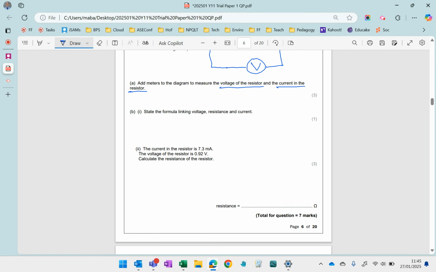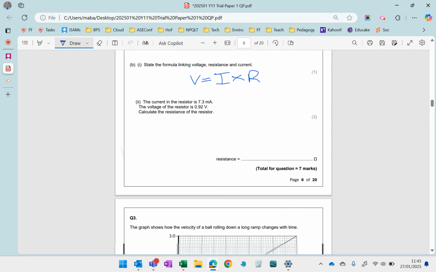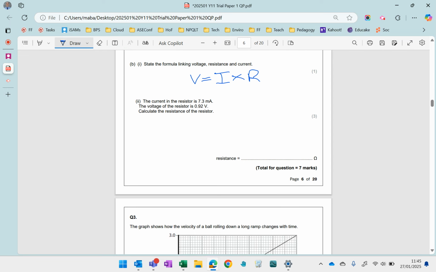Let's take the formula linking voltage, resistance and current. You should have been able to look that up in the formula sheet. So V equals I times R, or even better, know it, and then just confirm using the formula sheet that you've remembered it correctly. Then it's asking us to calculate the resistance of the resistor. You can either rearrange first and then substitute, or substitute then rearrange. It doesn't matter which way you do it. I'm going to rearrange first, so I'm going to cover up the R with my thumb, and that means that the formula that I need is V over I.